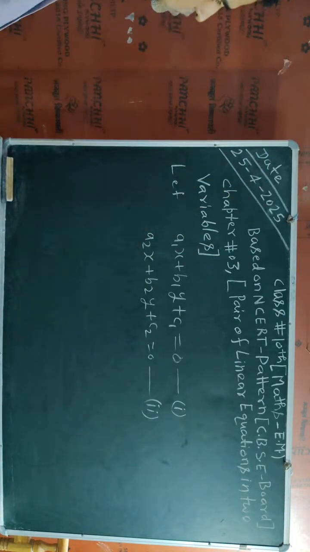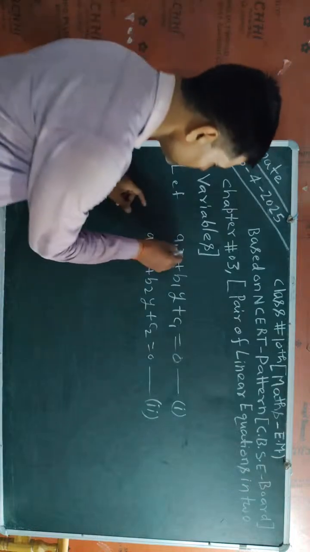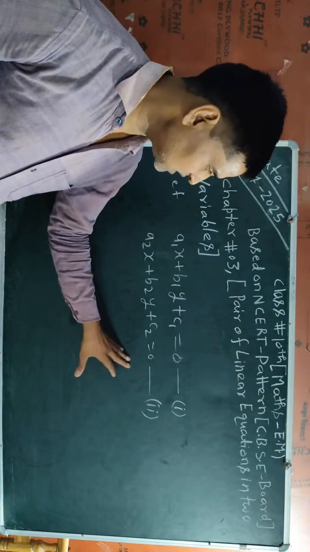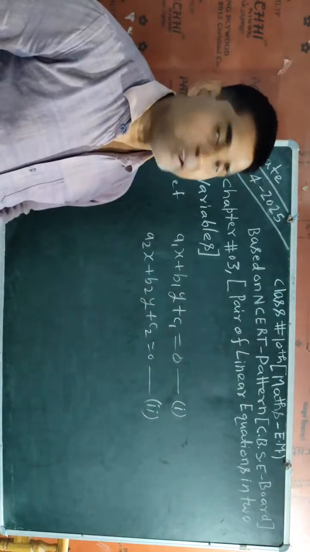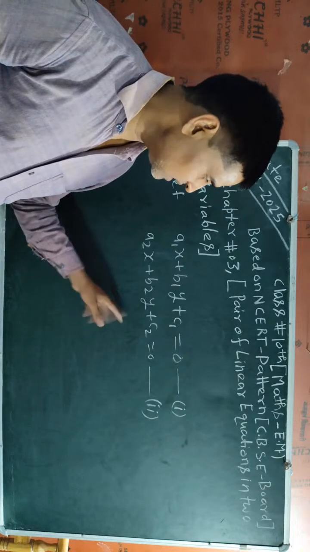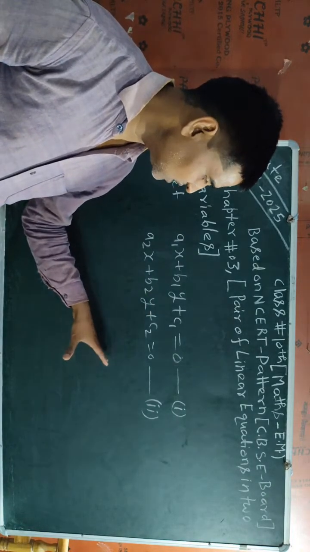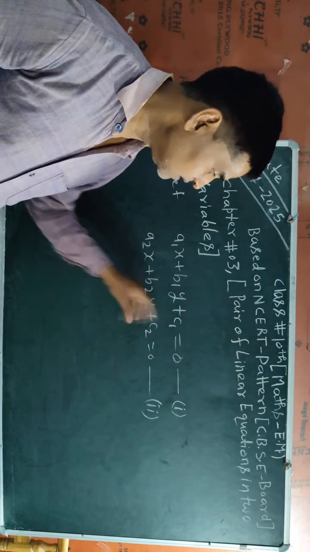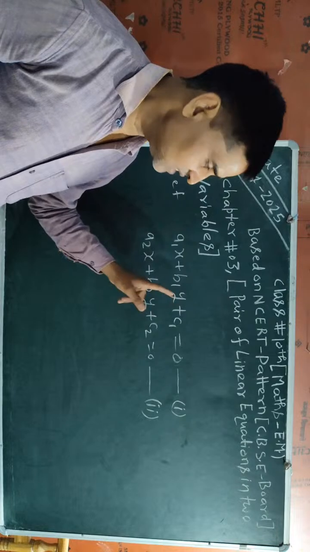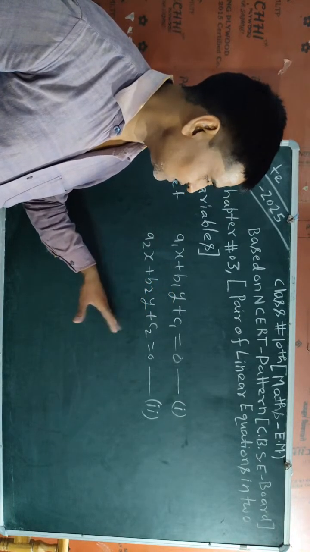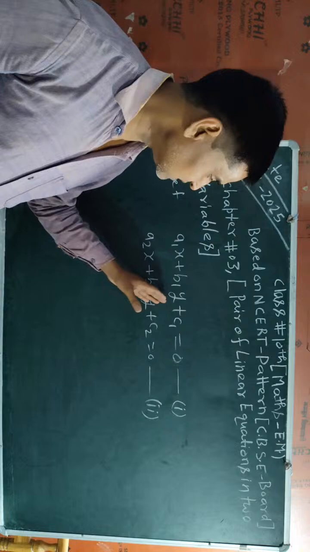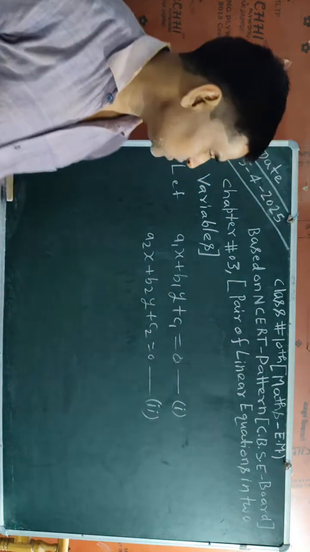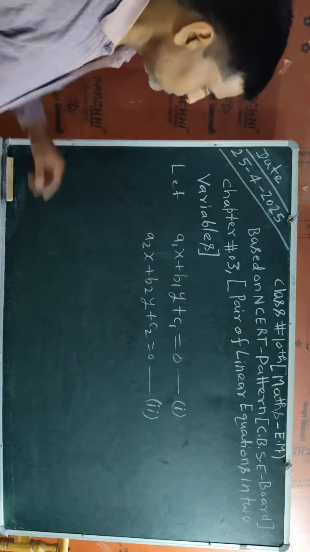Okay students, this is a straight line and this is also a straight line. Both lines can intersect at a certain point. Both lines can be parallel to each other, or one line can lie on the second line. So in the first case there is a unique solution, in the second case there is no solution, and in the third case there are infinitely many solutions, that is, many solutions. Okay students, so I will write each and every condition.